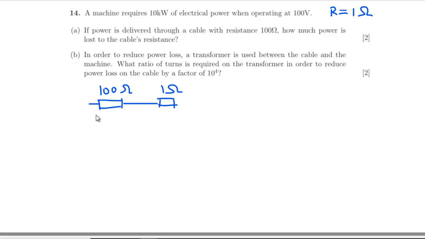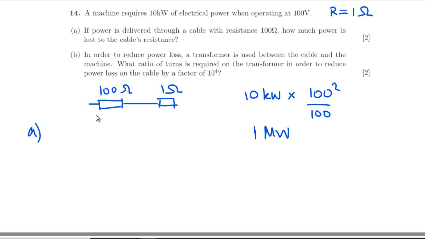That's our machine, the 1 ohm, and the cable is that, so we're going to get 100 times the voltage, and then we're going to be dividing by 100 times the resistance, but the voltage is squared, so we're going to end up going up. It's going to be 10 kilowatts multiplied by 100 squared over 100, which means we're going to get 1 megawatt. That is a serious amount of power loss. But there you go, that's what we end up with. In order to reduce power loss, yeah, good idea, a transformer is used between the cable and the machine.